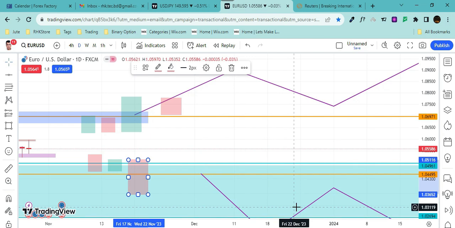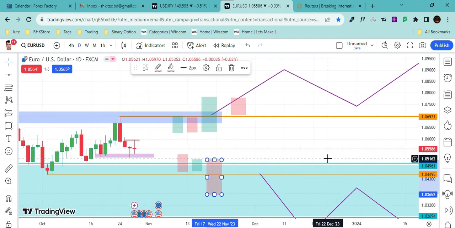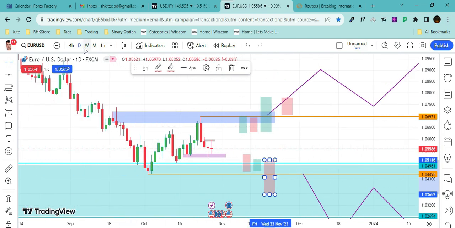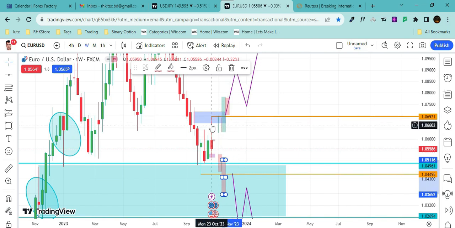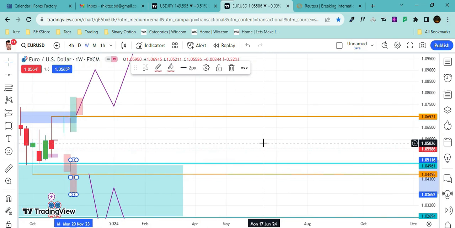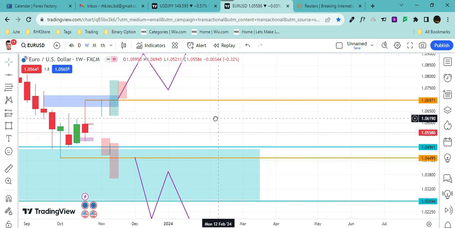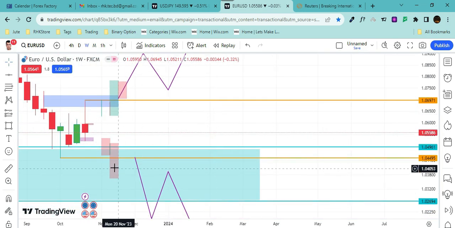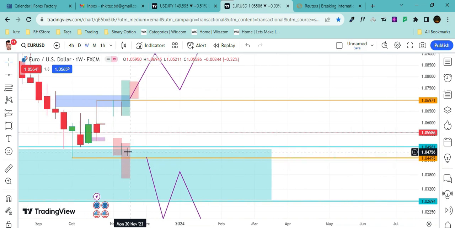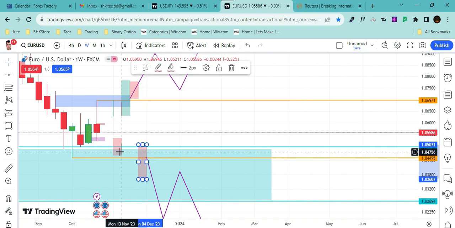Before that, it is a cloudy zone where we have seen in a week that the price has been rejected from the top and the bottom at the same time. So if we keep these things in mind, I think we can make some profit here.